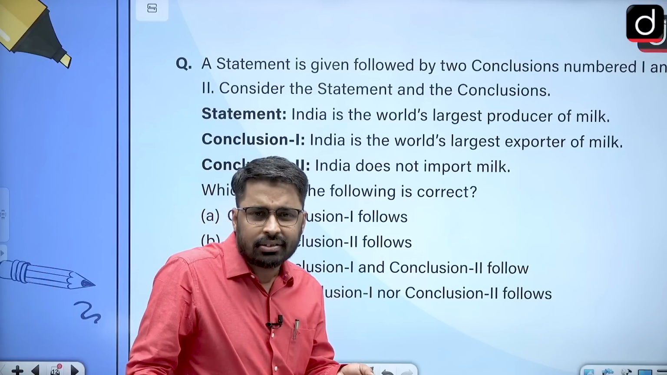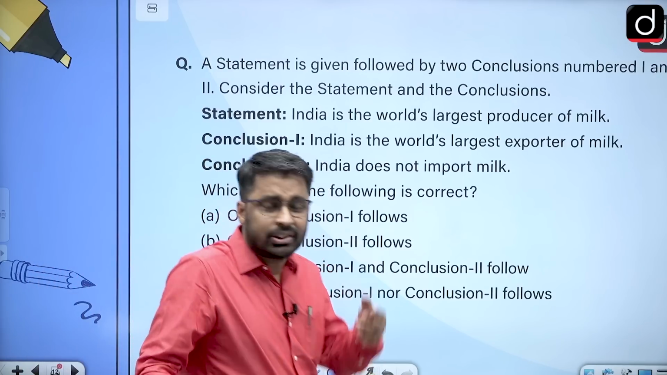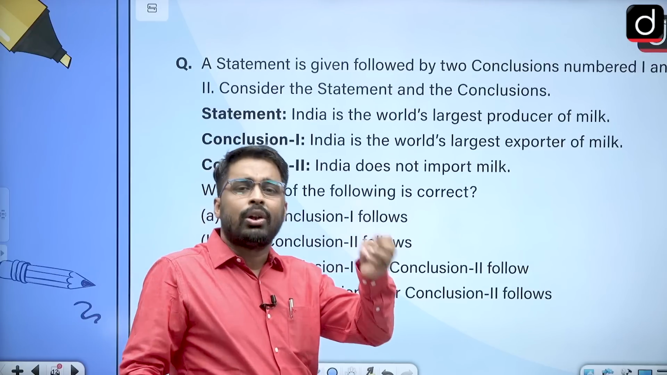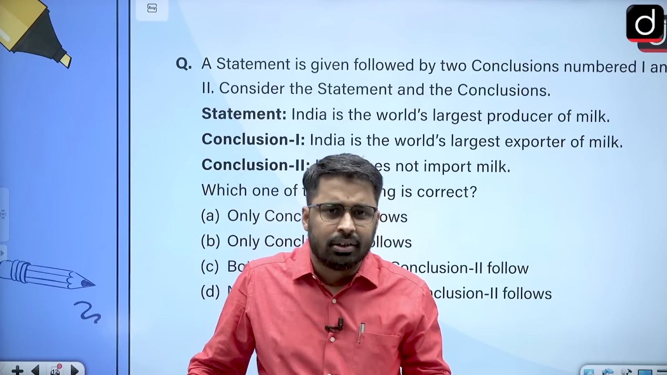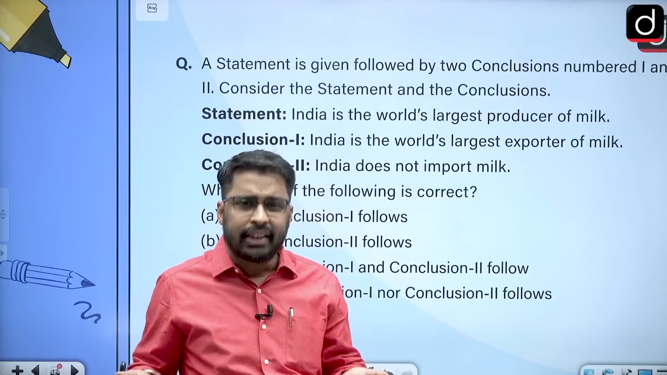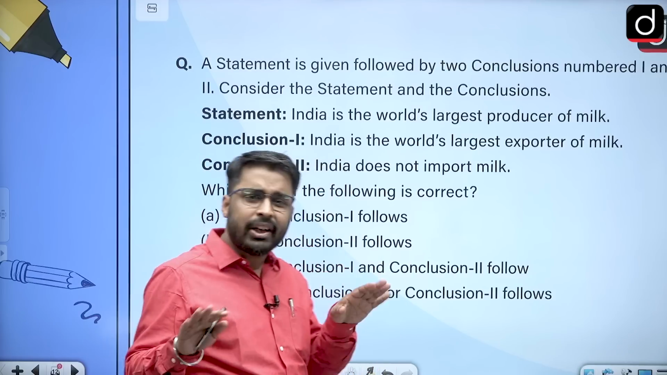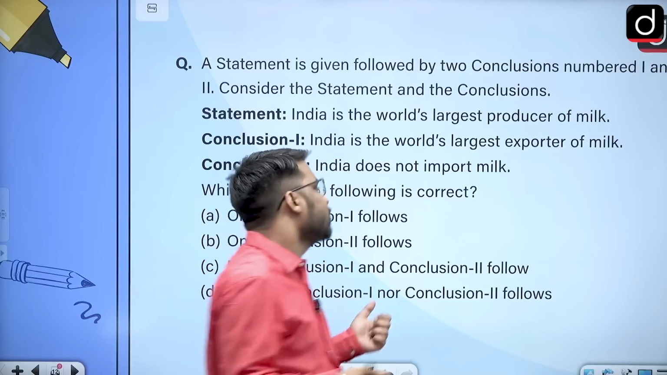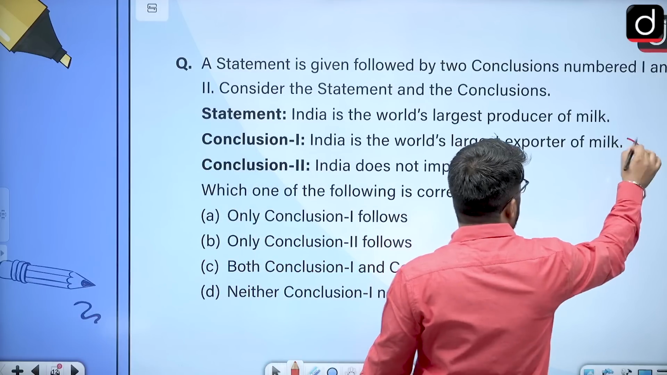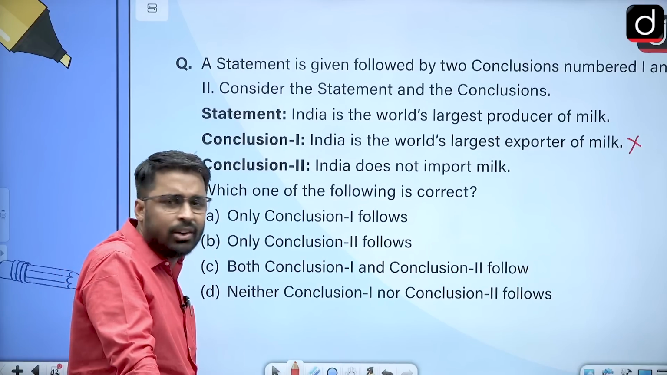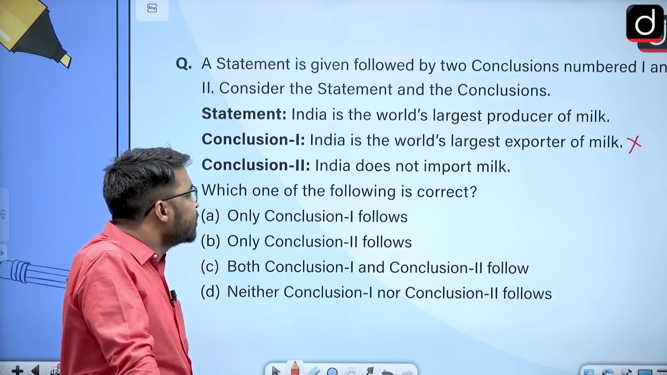Sir, I cannot say that, because India is largest producer of milk. It might be a case where all the milk is consumed by us. We don't leave anything that can be exported. If we are producing it largely, we are consuming it largely also. There is nothing to export, right? So we cannot say that if India is largest producer of milk, it is largest exporter of milk also. We cannot say this.